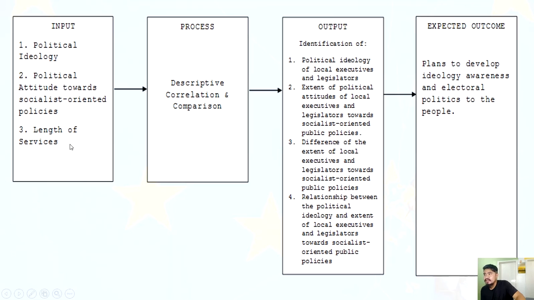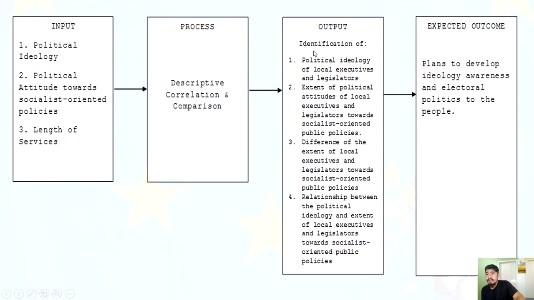But basically, you want to check that the longer the service in the government, the more likely they are towards socialist-oriented policy. So it's a combination of a lot of processes, no? So these are our variables, and the processes that would attempt to answer your variables would be descriptive, correlation, and comparison. So here are our objectives.